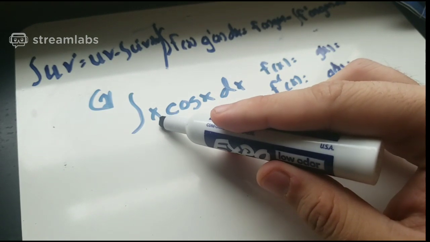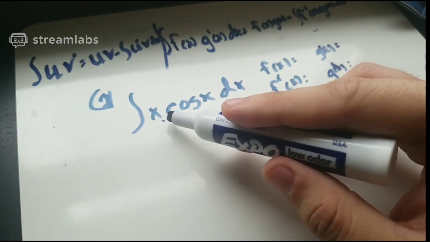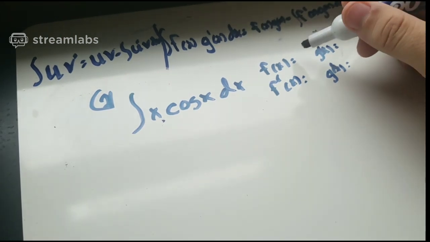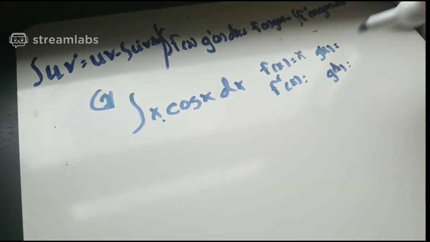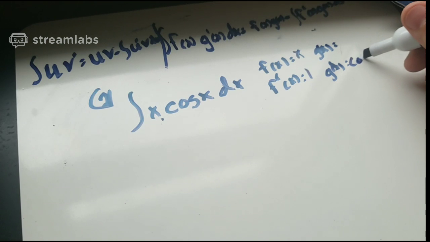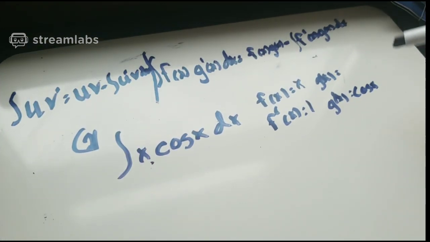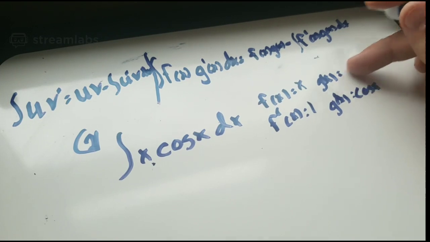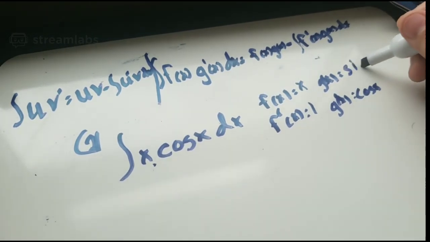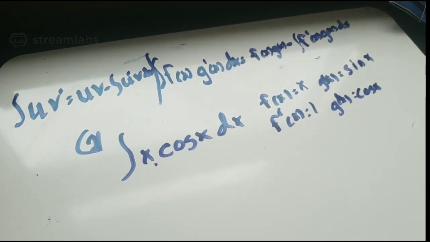Most of the time it's going to be something that is a power rule. So x in this case is going to be the simple one to be reduced. So this is x, and then the derivative of x is 1. Cosine of x doesn't clean itself up, it's still as complicated as it was before, because the antiderivative of cosine x is, please remember, positive sine x. So we got f of x equals x, f prime of x equals 1, g of x equals sine x, g prime of x equals cosine x.